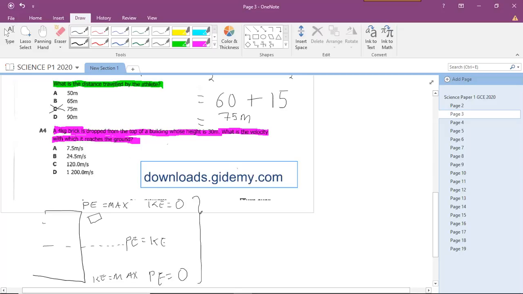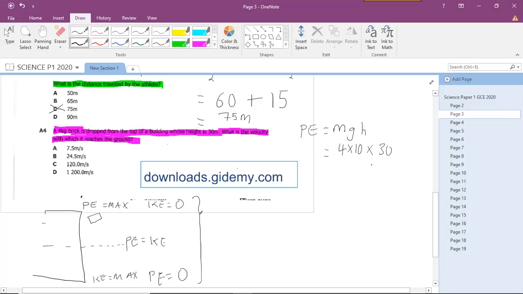So let's start off from here at the top of this building. We have maximum potential energy. How do you calculate potential energy? You have to know this formula. Potential energy is mass times gravity times height. You take gravity as 10. So the mass that we have is 4 kg times gravity, which you take as 10, multiplied by the height, which is 30. So let's look at the total energy that we start with here. You get your calculator and you say 4 times 10 times 30.